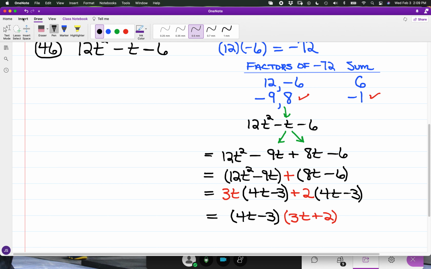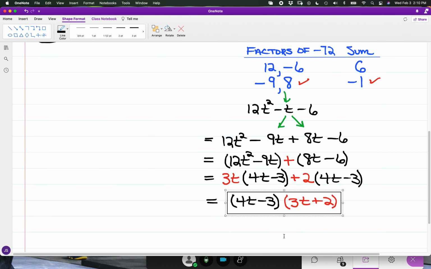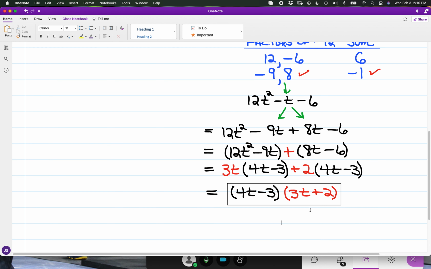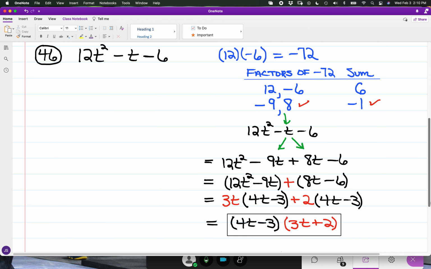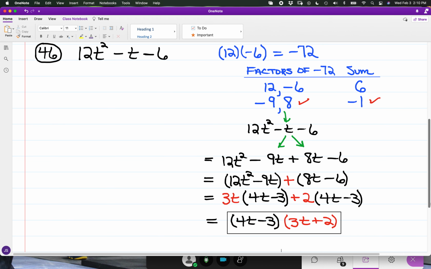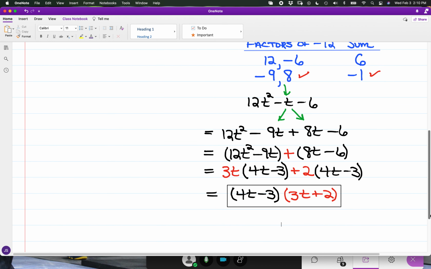And you can always go back and check. So again, we have 4t times 3t, you have 12t squared. And you have the outside product in this case, which will be 8t, and then the inside product we have negative 9t. And so that goes back to negative t, and negative 3 times 2 comes out to negative 6. Right. And now I just wanted to mention, 12t squared minus t minus 6, we could go ahead and factor into trinomials. And again, the path forward was through factoring by grouping.